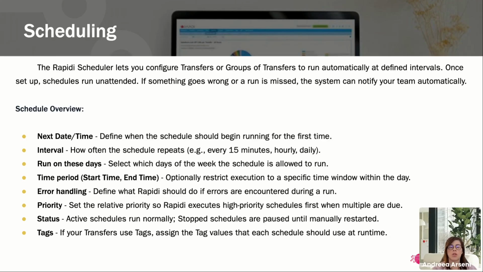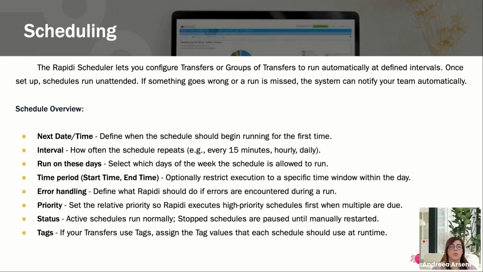So on any schedule, you have what's called next date and time. This defines the next time the schedule will run. The first time you set up a schedule, you should be able to see there a date and time when this is supposed to run for the first time. Or, if this is a schedule that has been running for a while, when it's supposed to run next time. Then the interval: you can set it up to run every 10 minutes, every hour, every day. So it's up to you how you want this to run.